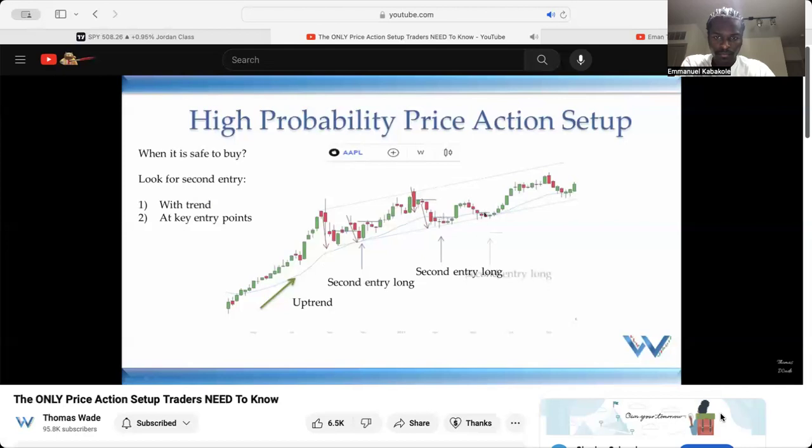First leg, first entry long, second bearish leg, second entry long. We have a first entry long, pullback, second entry long. You can see sometimes the legs may not be as visible. This right here is a first bearish leg.